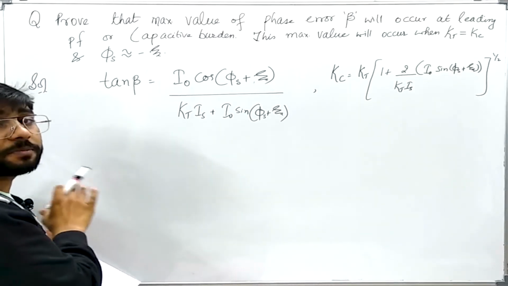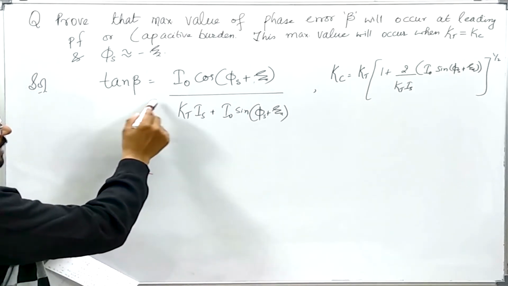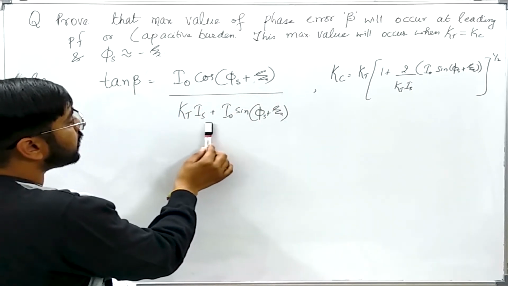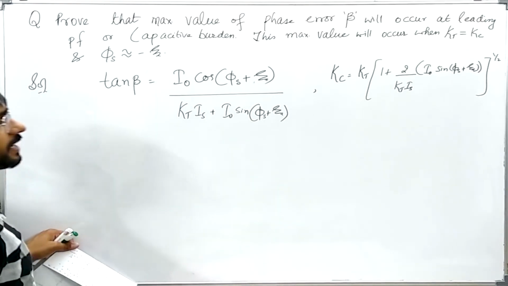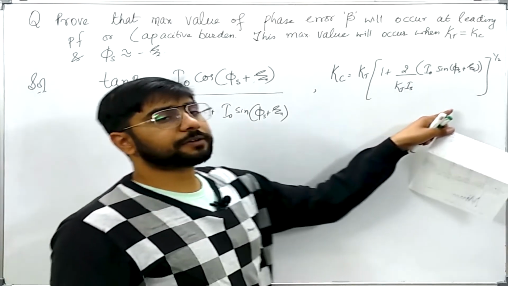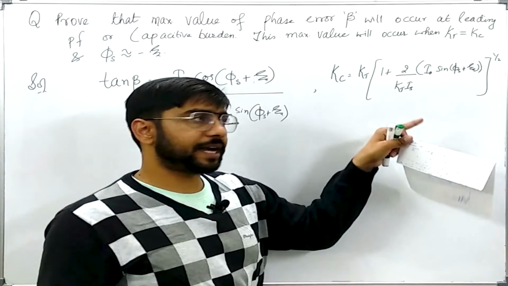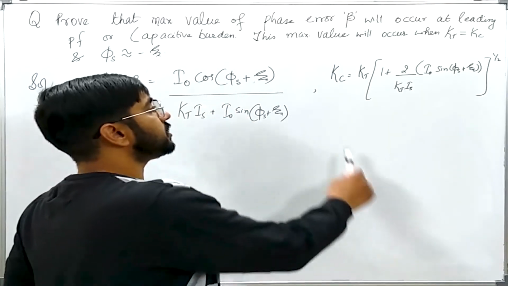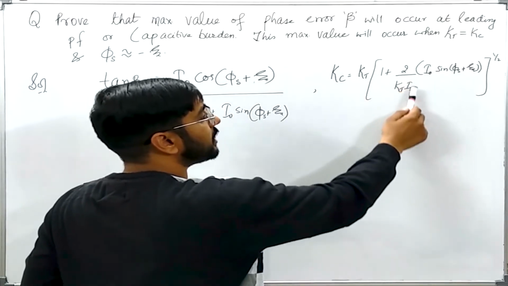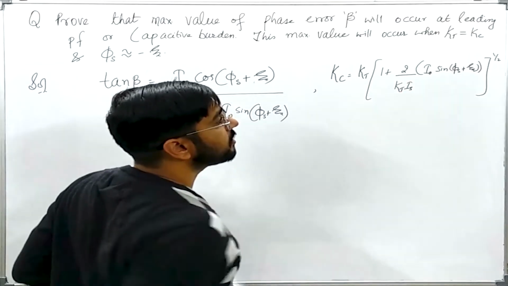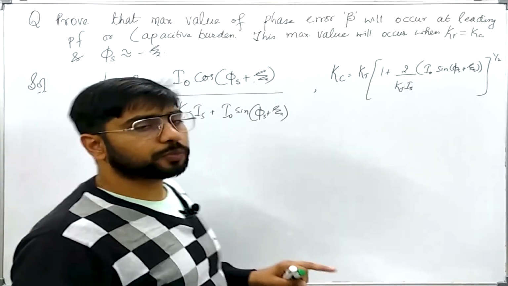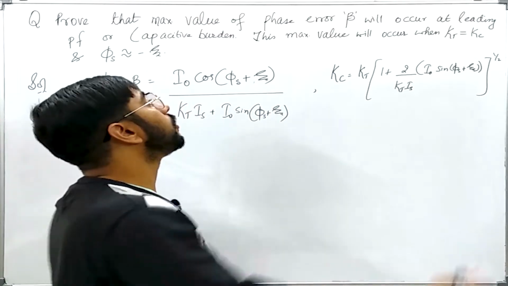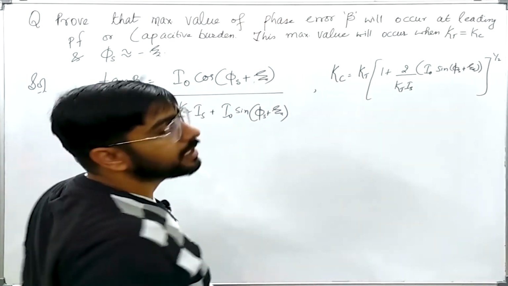We have seen in lecture number 127 that tangent beta can be written as I naught cos of phi s plus zeta over Kt is plus I naught sin of phi s plus zeta. This is equation number 1, which I have written in the previous slide and which was also derived in lecture number 127. So Kc is equal to Kt times 1 plus twice Kt is I naught sin of phi s plus zeta, raised to the power 1 by 2. We will utilize these two equations to prove the required thing in this question.